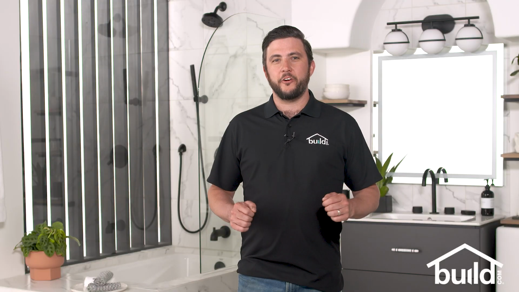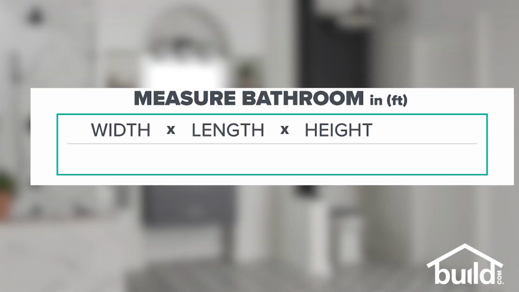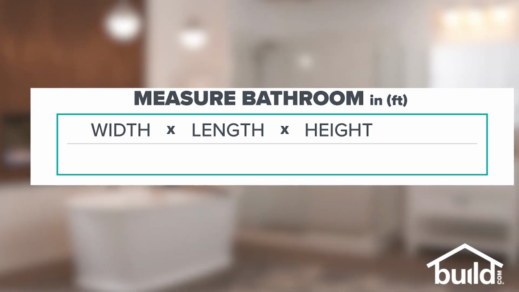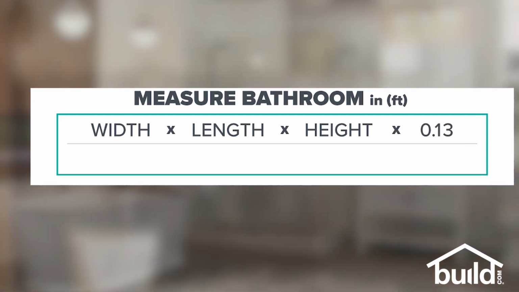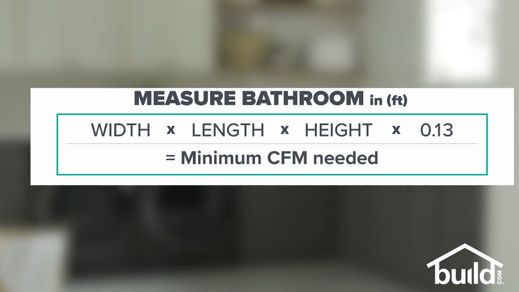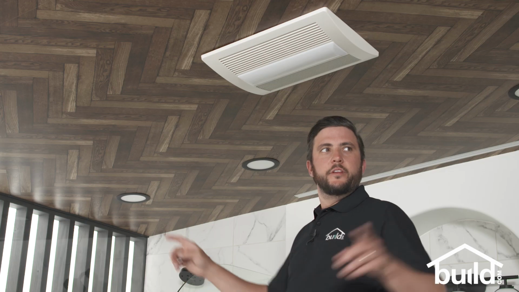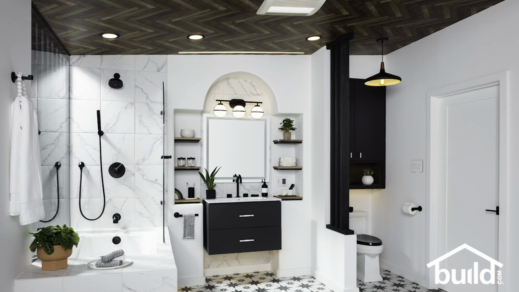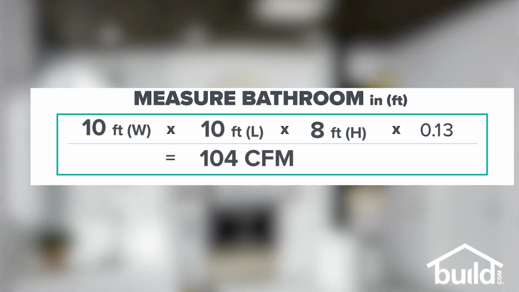There's a formula to calculate the size fan you need. First, multiply the length, width, and height of the bathroom to get the volume of the room in cubic feet. Then multiply that number by 0.13 to get the CFM required. For example, a bathroom that measures 10 feet by 10 feet with an 8-foot tall ceiling would call for an exhaust fan with a rating of 104 CFM.